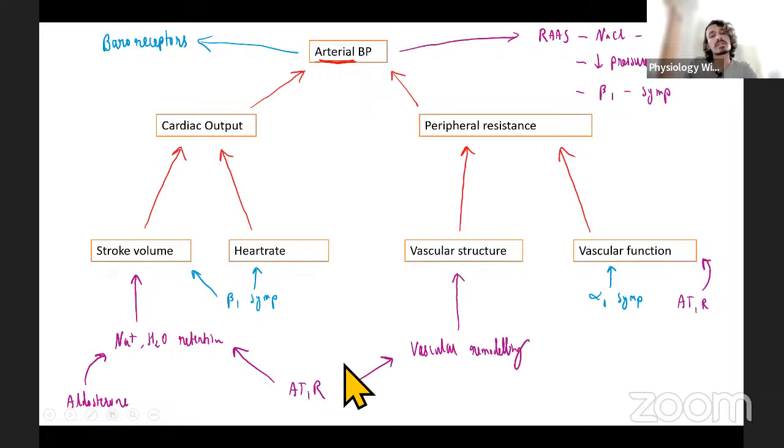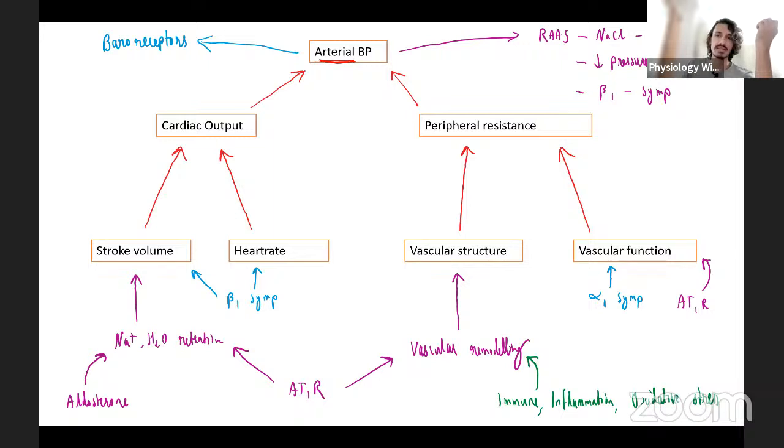Angiotensin also has a role in vascular remodeling. So the structure can be altered and can result in vascular remodeling in the long term as well. Apart from that, certain elements like changes in immunity, inflammation, and any sort of oxidative stress resulting in free radical damage can result in vascular remodeling, and can increase peripheral resistance and increase the BP.